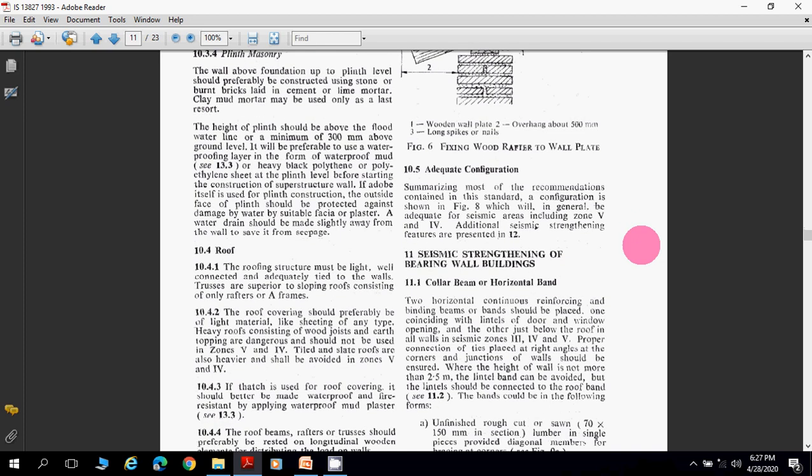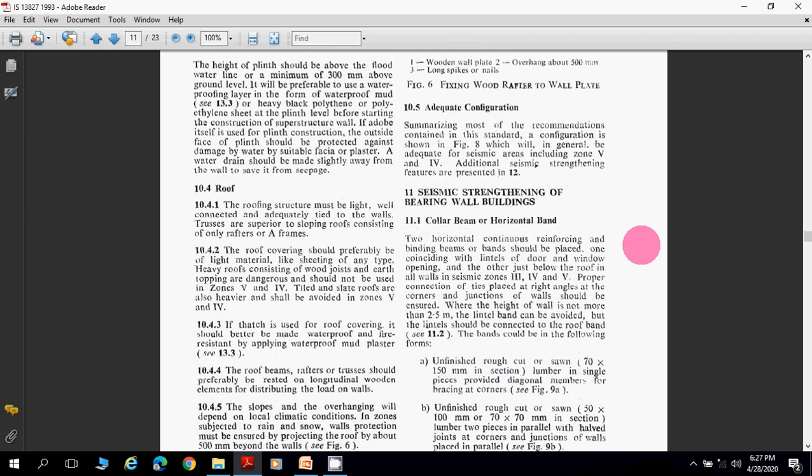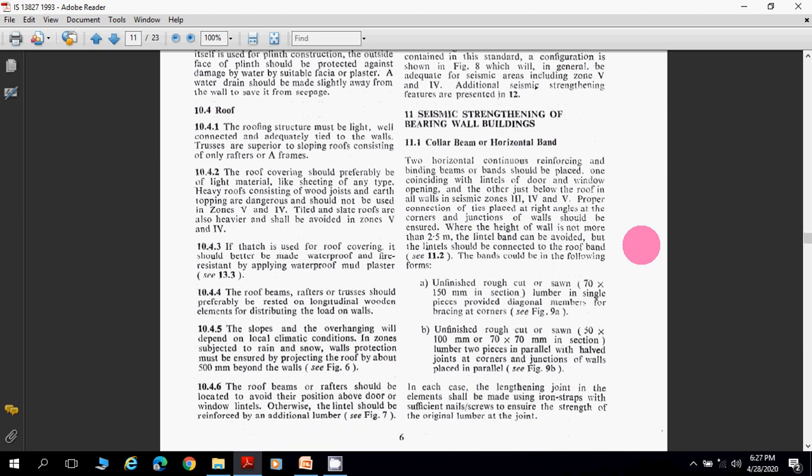Roof should use the lightest material, and it should not be a tiled or slate roof because they are heavier, and that should be avoided in zone number 4 and zone number 5. It should be better made for waterproofing or fire resistance. For waterproofing, mud plaster should be applied, and the roof beam and rafter or truss should rest on a longitudinal wooden element for distributing the load on the walls.